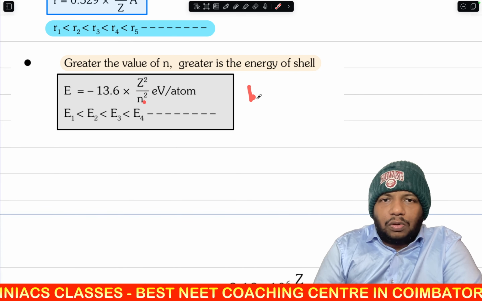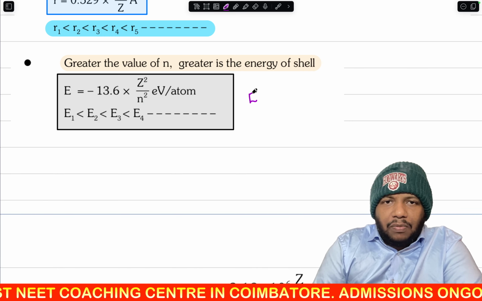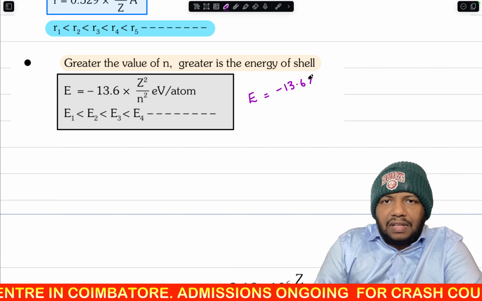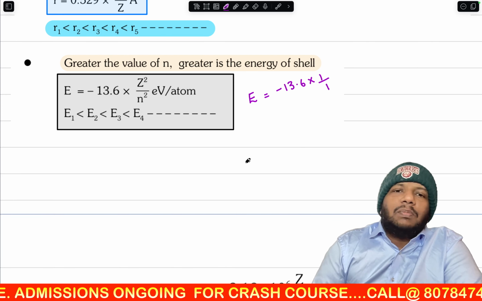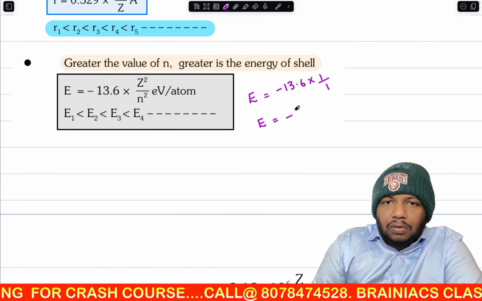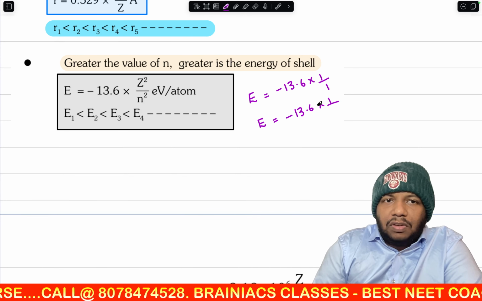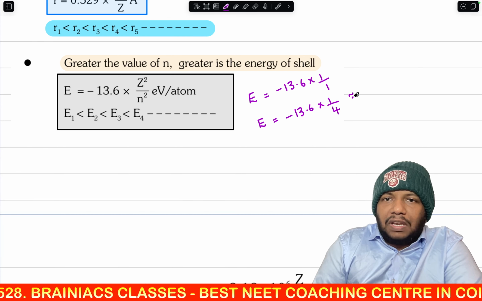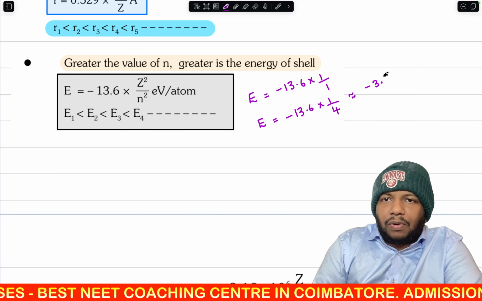we will put different values of n. We can understand that, then it will become clear for you. For example, when I am putting n is equal to 1, you will get minus 13.6. I am taking the atomic hydrogen atom, so 1 by 1, so minus 13.6 is the energy. Now when I am taking the second orbit, I can say minus 13.6 into 1 by 2 square, it is 4. So 13.6 by 4 is approximately how much, sir? I can say minus 3.4.